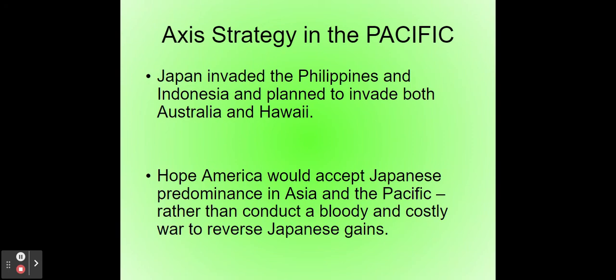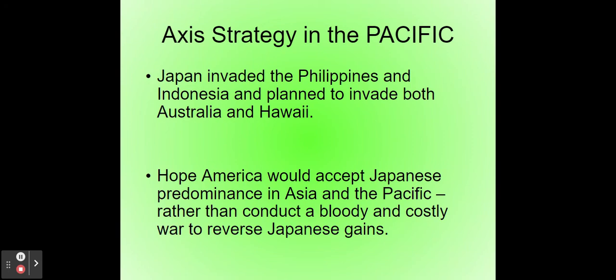Now, those are the strategies of both sides in both theaters. Okay? For the Allies, they're going to defeat Hitler first. That's the overall strategy. Then in the Pacific, they're going to use embargoes and island hopping to get close to Japan and defeat Japan. For the Axis powers, in Europe, Hitler thinks he's going to knock the Soviet Union out quickly, he thinks he's going to knock Britain out quickly, and he thinks he's going to keep us out of the war. And none of those happen. In the Pacific, Japan thinks it's going to take over all this territory and people are just going to accept it, and none of that happens either.